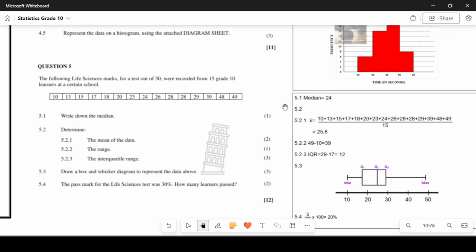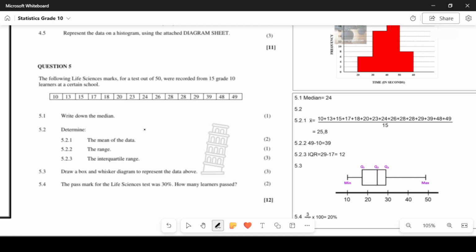The next one, the following life science marks for a test out of 50 were recorded from 15 grade 10 learners at a certain school, right? So the marks are out of 50. We have the number, so there's 15 points here. So yeah, let's solve. Write down the median.